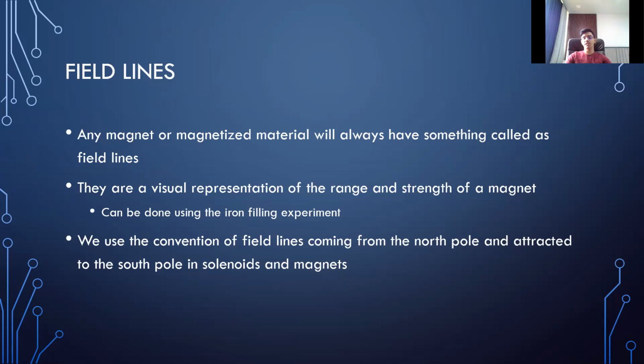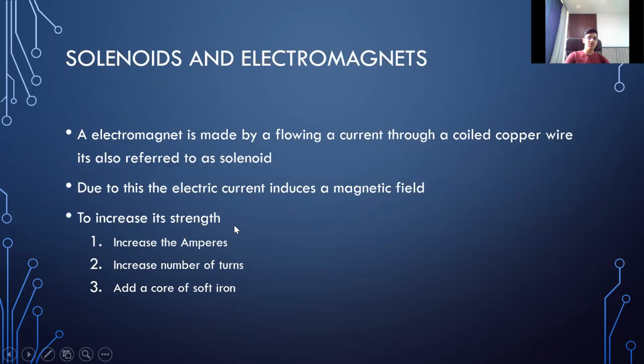So what happens is that you lay a bunch of iron filings on a white piece of paper, and you place a magnet on the piece of paper, and the iron filings align themselves according to the field lines. So like north to south, they align themselves. We use the convention of field lines coming from the north pole and attracted to the south pole in all kinds of solenoids, magnets, everything you can think of.